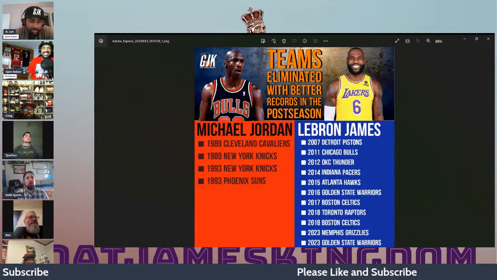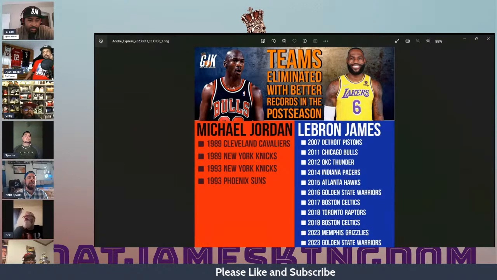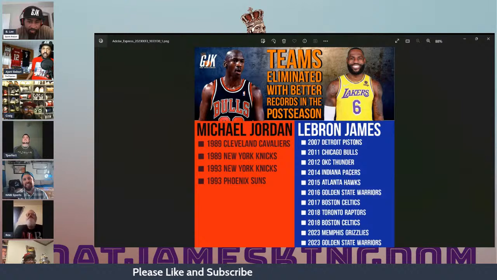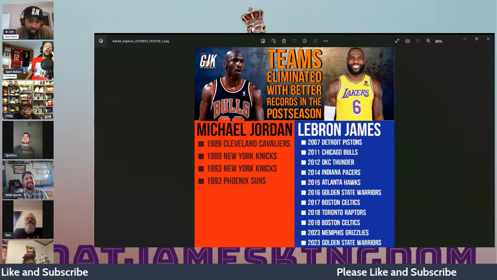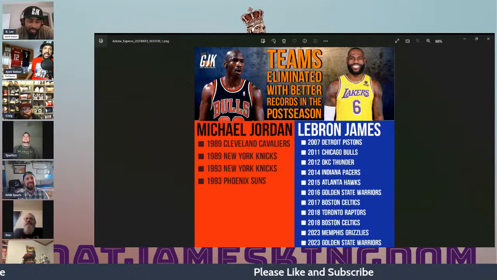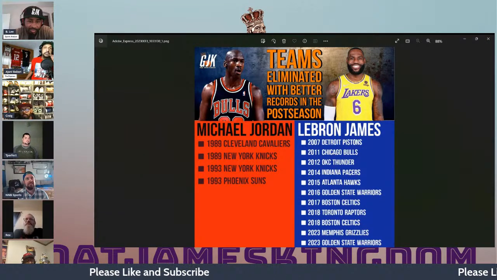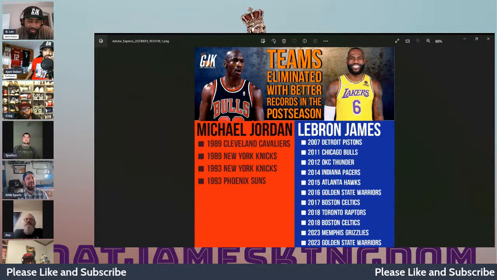The difference being that Jordan was always better than those guys. LeBron was better than Ray Allen, Kyrie Irving, Anthony Davis, Dwyane Wade. He's better than all those guys. Not when it mattered most. When it mattered most. And Scottie Pippen is better than all those guys as well. Not when it mattered most.